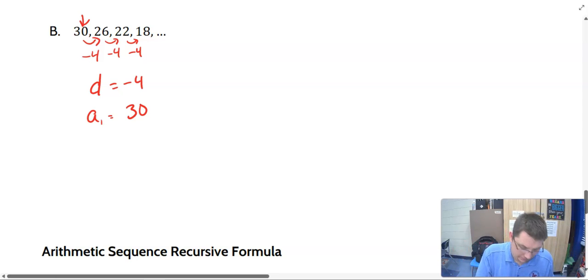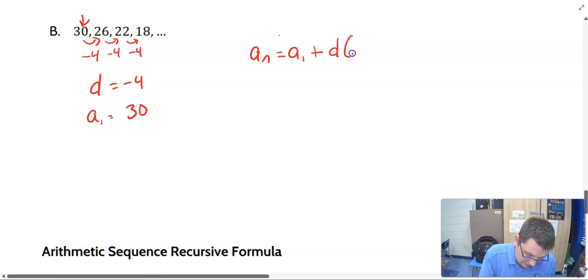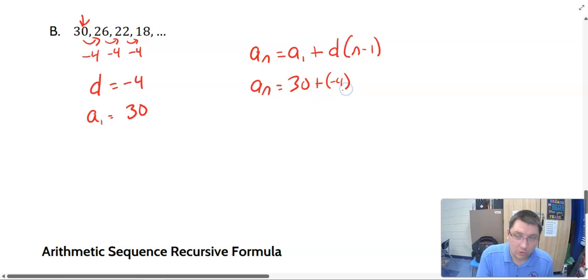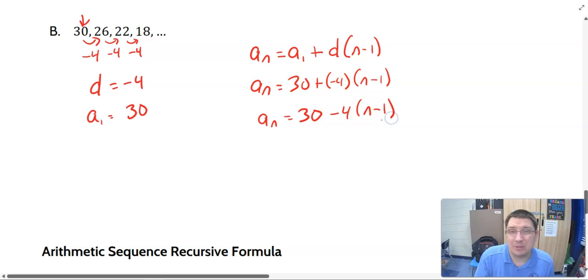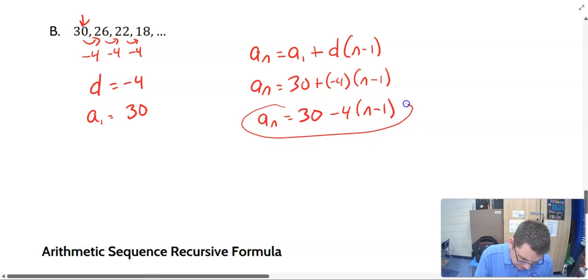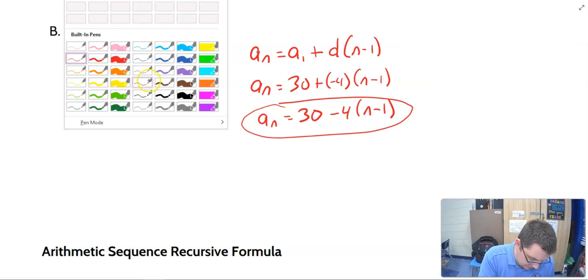And so let's write out the formula. A sub n is equal to a sub 1 plus d times n minus 1. And so we'll substitute the a sub 1 and the d, and so we'll get a sub n is equal to 30 plus negative 4, or we could just write minus 4 there in a moment, times n minus 1, and we'll simplify that so that we see not a double sign here, but just minus 4 times n minus 1. And so again, this would be the explicit formula. And as we look for the 25th term of the sequence, we can substitute in the 25.